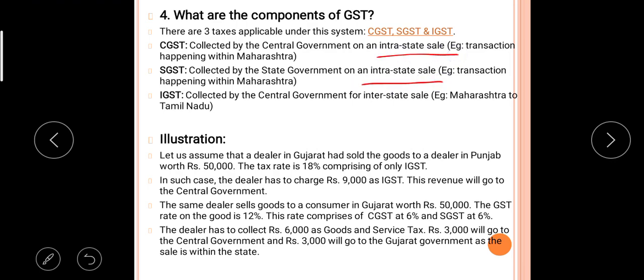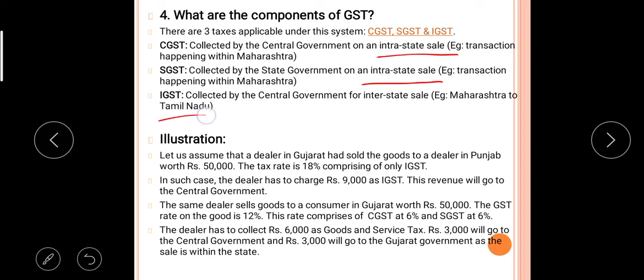It is very important, don't be confused. Intra-state means within a state, means from Nagpur to Pune. Nagpur is also within Maharashtra, Pune is also in Maharashtra state. So when this transaction is done within a state, then the GST we are paying is distributed into CGST and SGST, means half is collected by the state government and half the amount is collected by the central government.